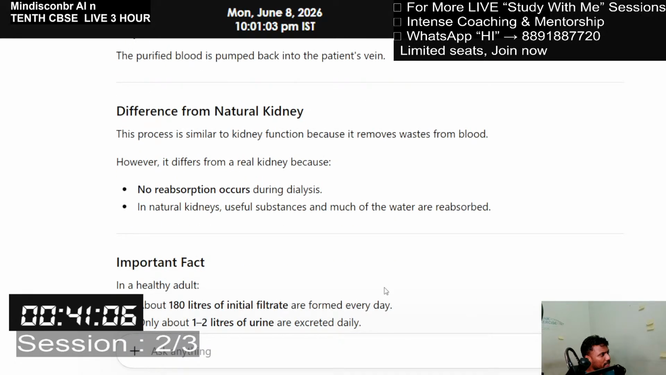Difference from natural kidney. This process is similar to kidney function because it removes wastes from blood. However, it differs from a real kidney because no reabsorption occurs during dialysis. In natural kidneys, useful substances and much of the water are reabsorbed. But in the case of an artificial kidney, no reabsorption occurs during dialysis.